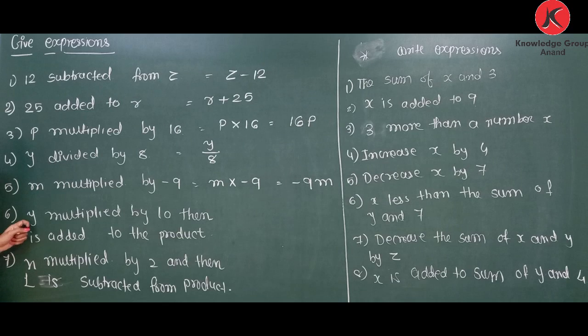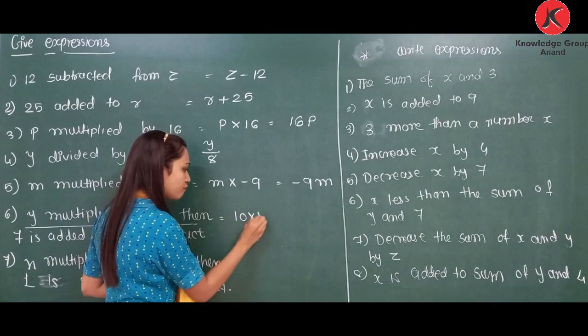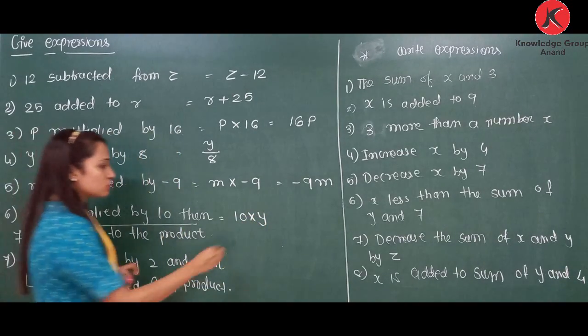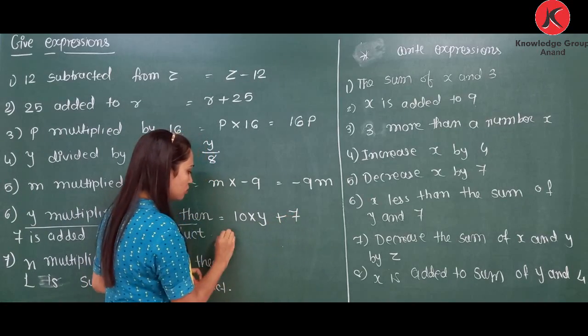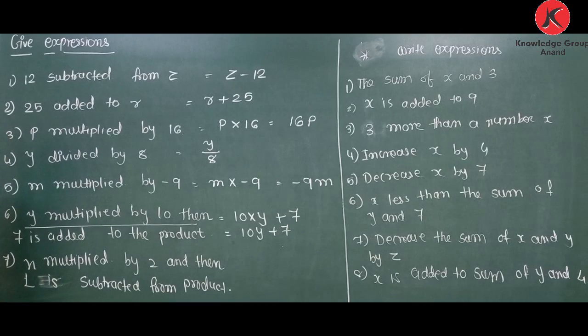Next one, y multiplied by 10, then 7 is added to the product. First y is multiplied by 10, so this is 10 multiplied by y. And then 7 is added to the product. So here 10y plus 7, that is our algebraic expression.